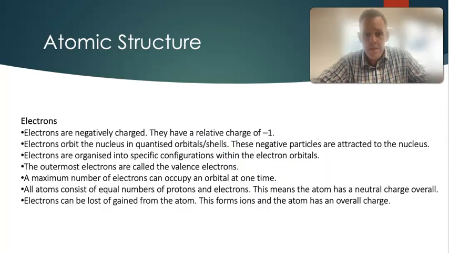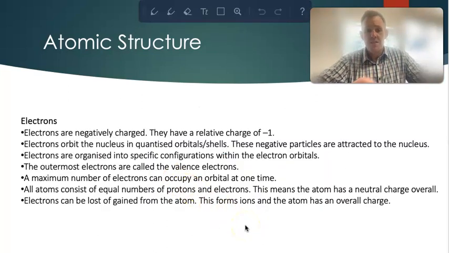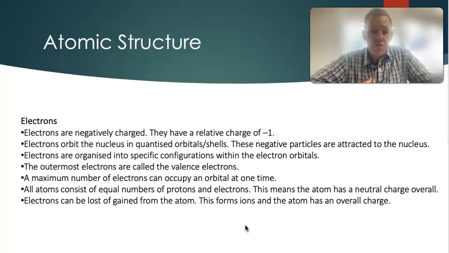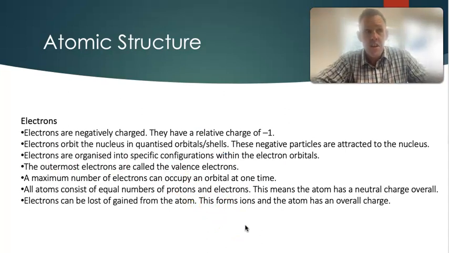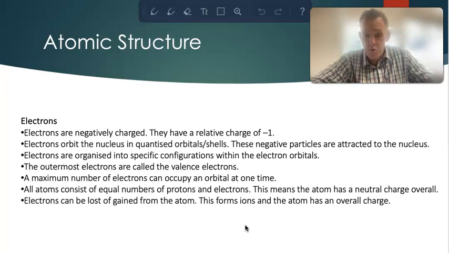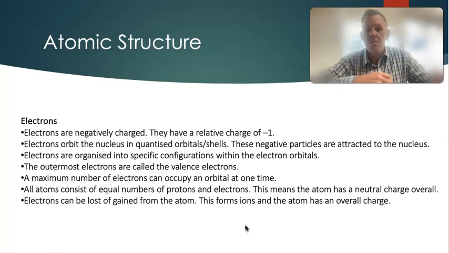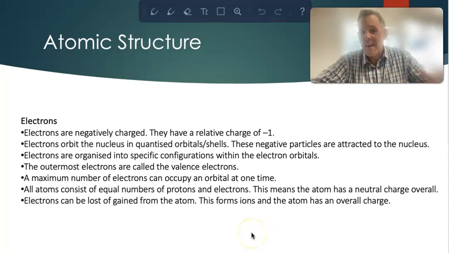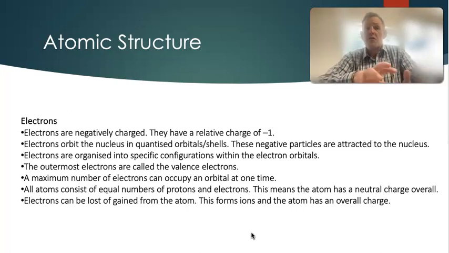Couple of ones that you need to know of. You've got your outer shell electrons or your outermost electrons. They're what are referred to as your valence electrons. We'll talk about them a lot. There's a maximum number of electrons that can occupy different orbitals at one time. Again, we'll talk about orbitals later on. The main one is that there are equal numbers of protons and electrons within an atom. Okay, this gives an atom an overall neutral charge, but what we do know is that electrons can be lost or gained, and what this does is it creates what are called ions.